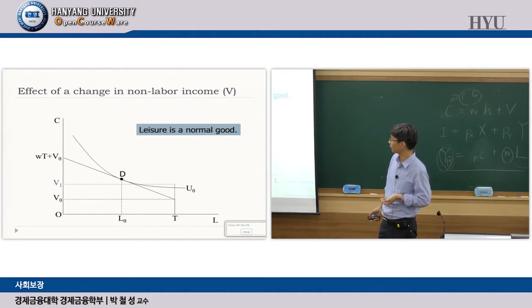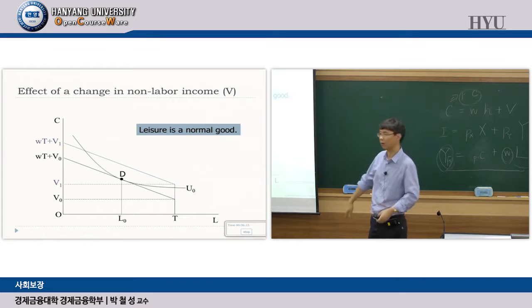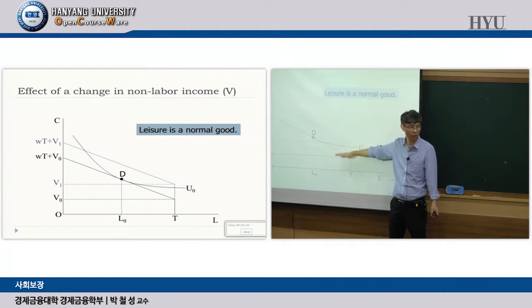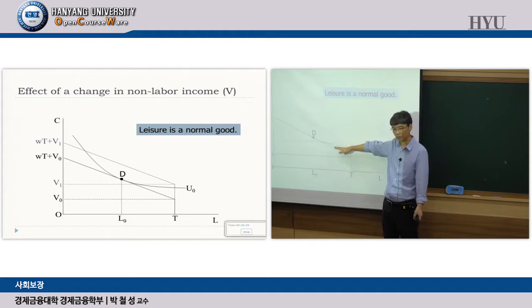What happens to the budget constraint? Just the whole thing will shift up. So the slope doesn't change. Just the vertical distance changes. It shifts up, so everything is parallel to the previous one. Just shifts up.